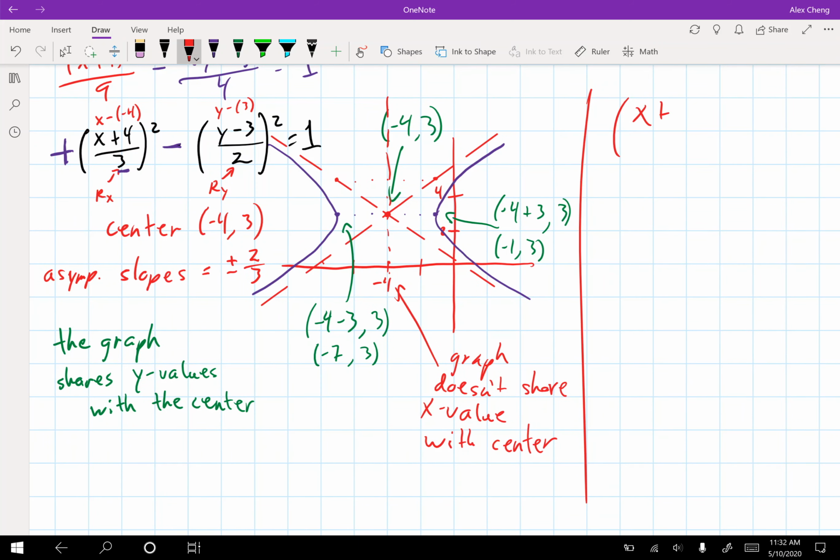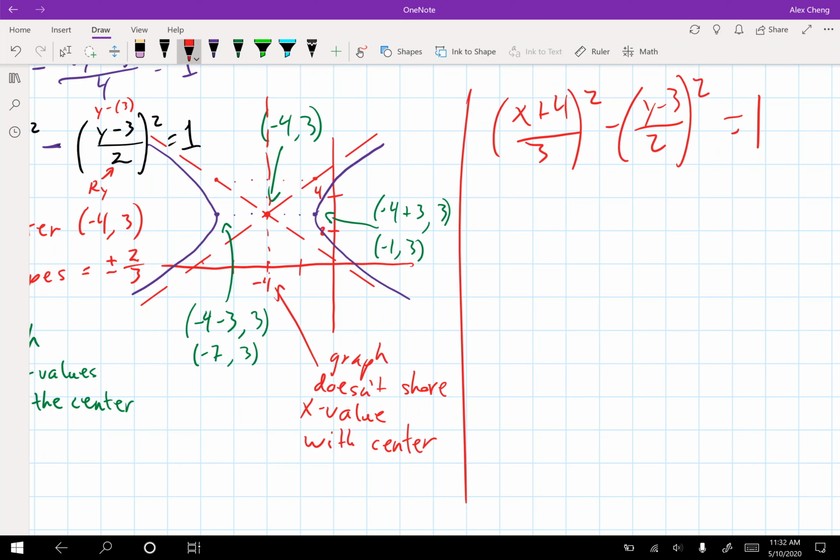So I'll have x plus 4 over 3 squared minus y minus 3 over 2 squared equals 1. So what I'm going to do is plug in the coordinates one at a time. So I know my center is at -4, 3. So I'm going to plug in x equals -4. Okay, and let's just see what happens. If I plug in x equals -4, that makes the x plus 4 term 0. And so I'm left with negative y minus 3 over 2 squared equals 1.